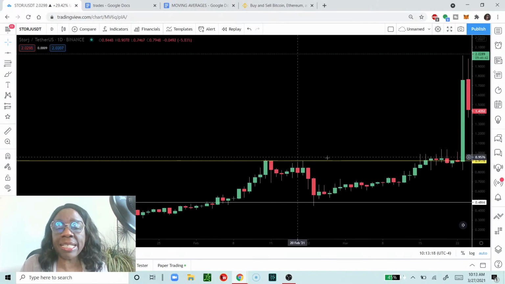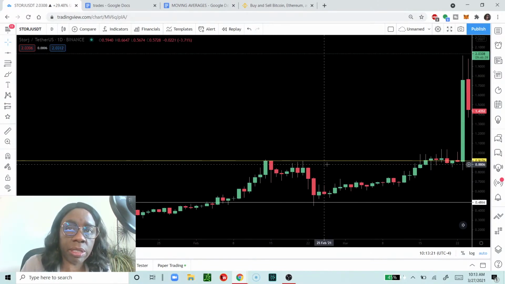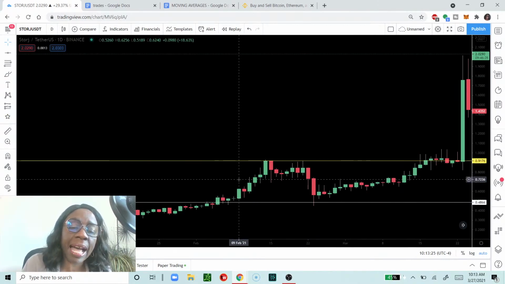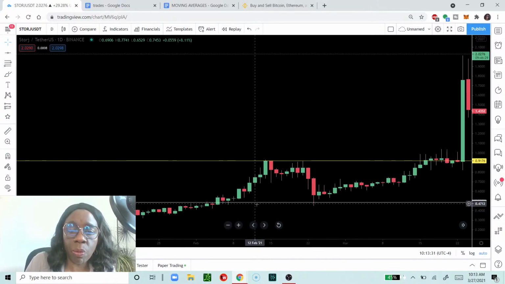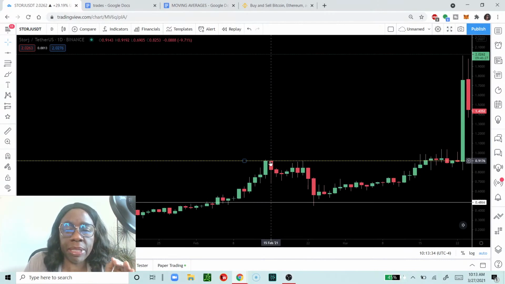Guys, this is the point where you want to set your alerts. You want to set your alert because you've missed out on this pump. It's gone. You missed out. You heard the next day that it pumped from the white level to the yellow level. You missed it completely. That's okay. But you set your alert at this point.